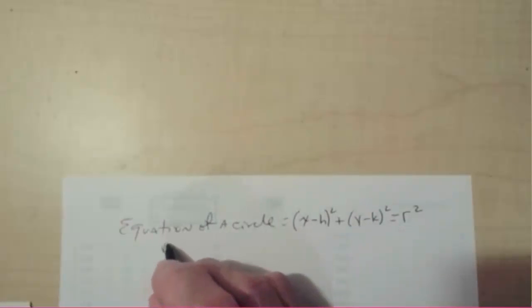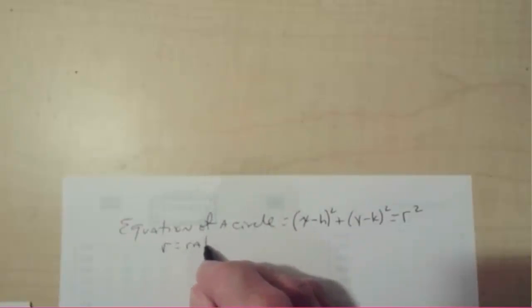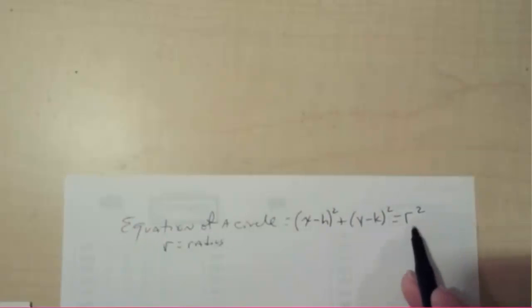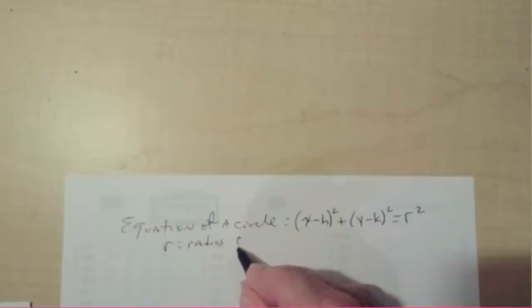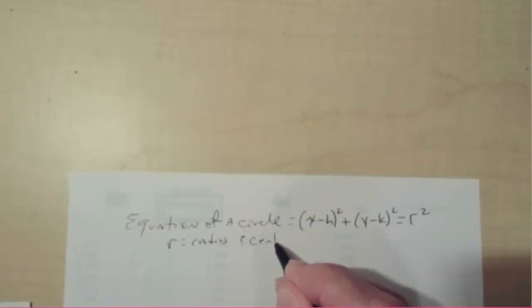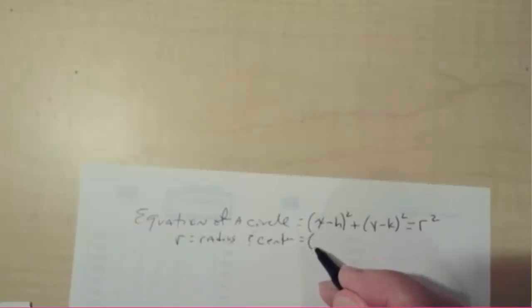Where r is the radius. So that means we're going to have to take the square root of whatever we get here. And the center of the circle is h.